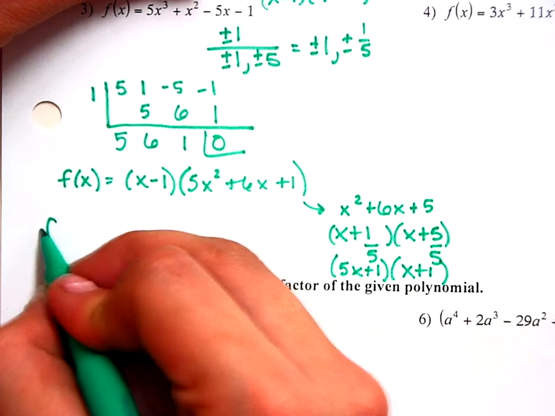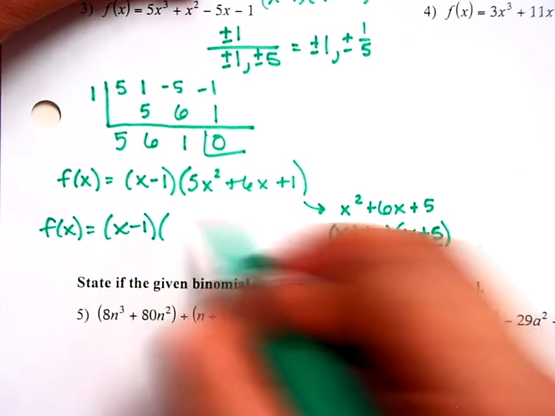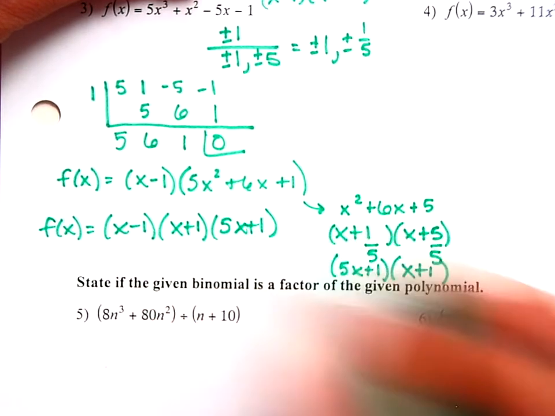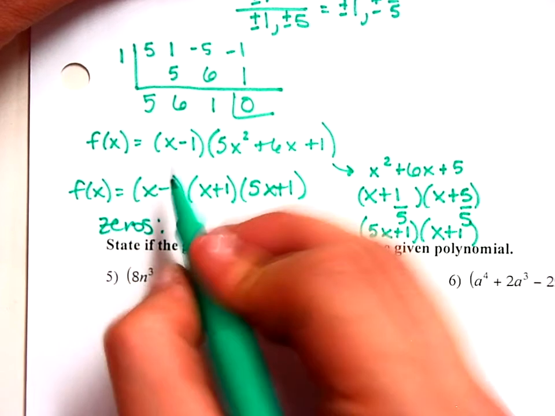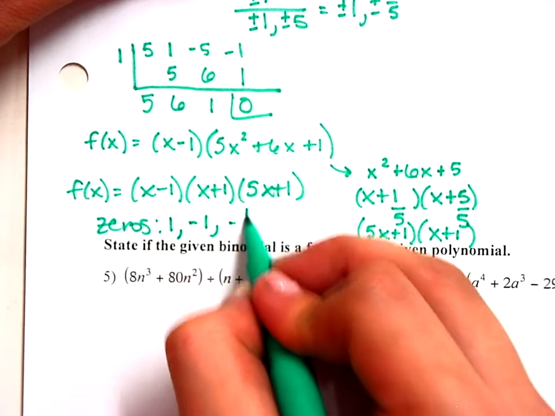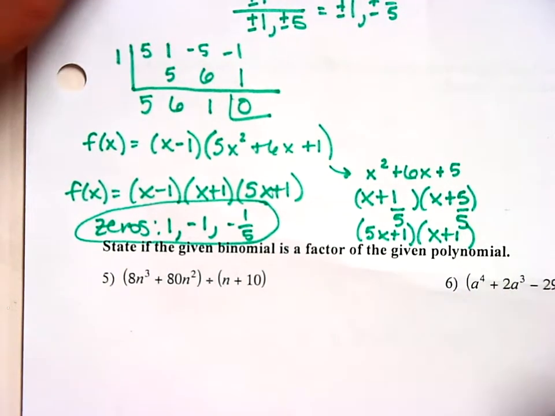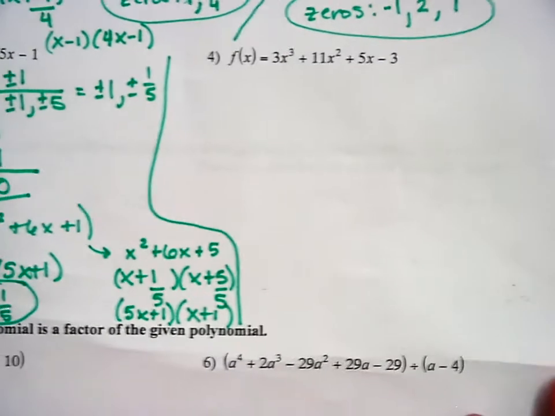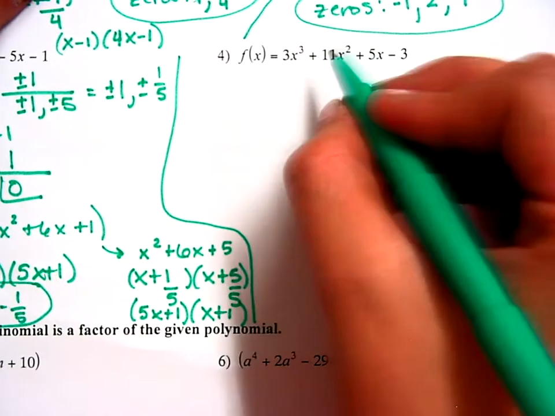So completely factored, this polynomial is x minus 1, and then x plus 1, and 5x plus 1. So again, to find your zeros, it's +1, -1, and -1/5. Just like that. All right, last one for finding possible rational roots. Okay, same steps as before. So let's list all possible first.